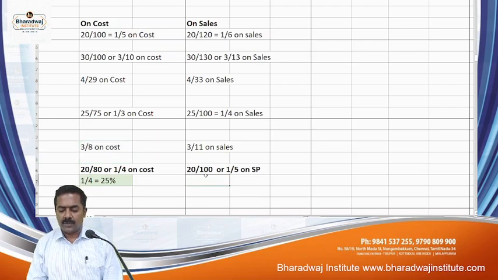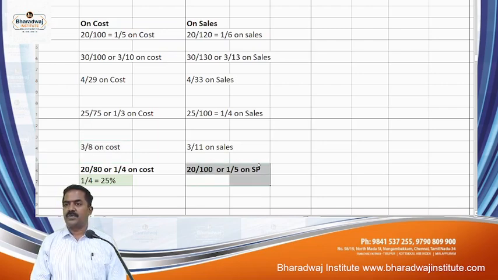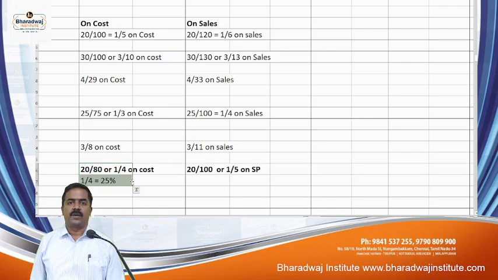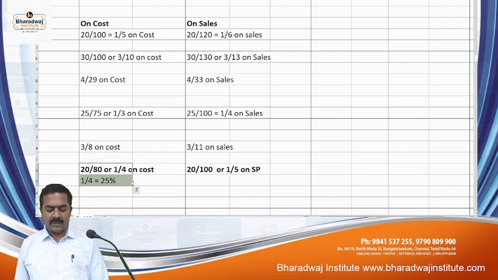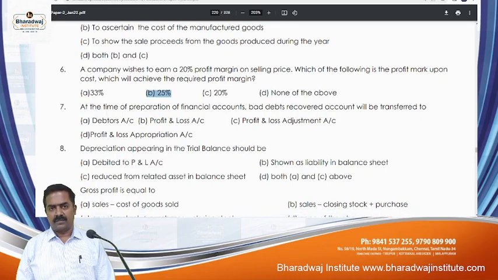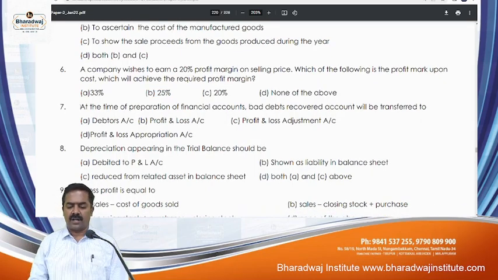Here they have given you 20% on sales, 1/5 on sales. It will be what? 1/4 on cost. 1/4 is nothing but how much percentage? 1 by 4, calculator will put, it will be 0.25. 0.25 is nothing but what? 25%. So 25%. Okay.